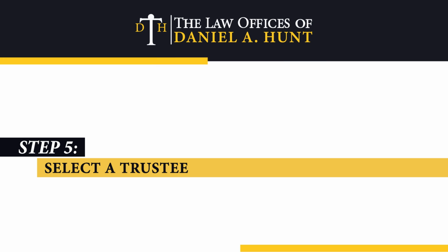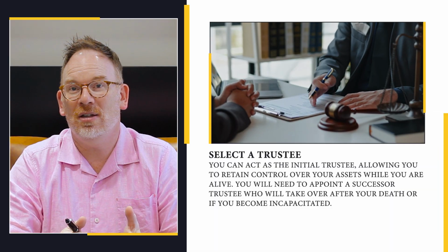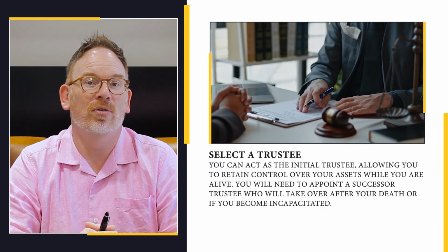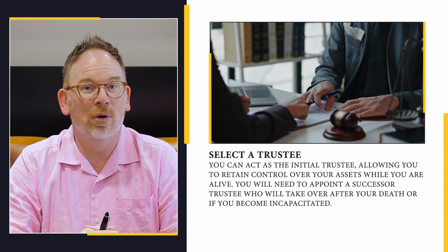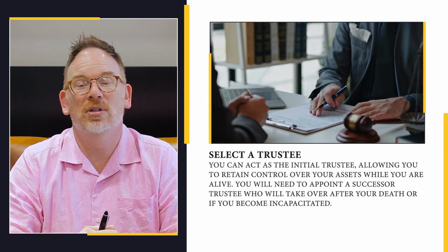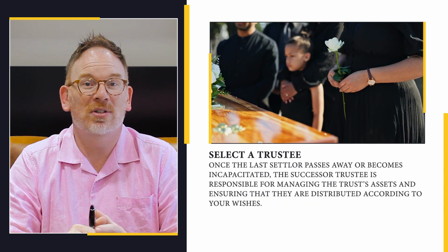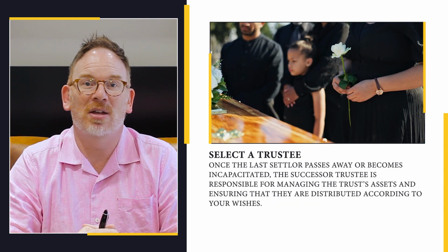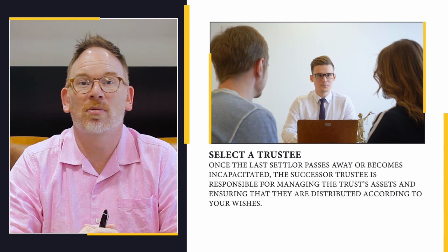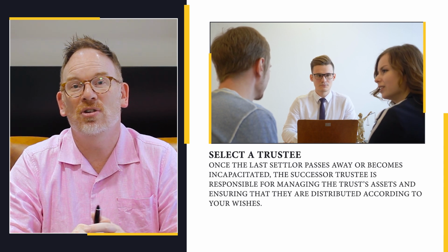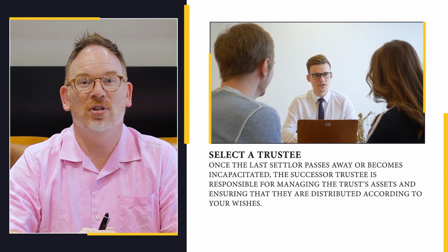Step 5. Select a trustee. You can act as the initial trustee, allowing you to retain control over your assets while you're alive. Your trust needs to appoint a successor trustee who will take over after your death or if you become incapacitated. Once the settlor passes away or becomes incapacitated, the successor trustee is responsible for managing the trust's assets and ensuring that they are distributed according to your wishes.